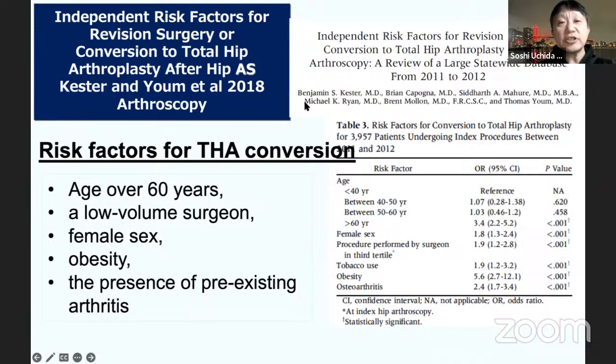This study shows the risk factors for THA conversion after hip arthroscopy. What they found is that the independent risk factors for revision surgery or conversion to total hip arthroplasty are age over 60 years, lower volume surgeon, female sex, obesity, and the presence of pre-existing arthritis.